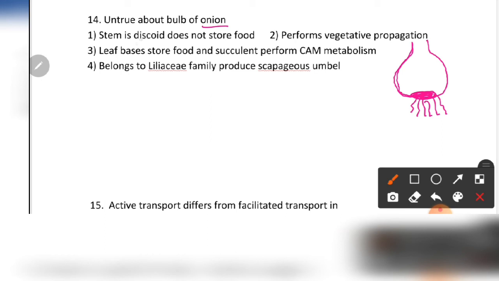Let me read these statements. Stem is discoid, does not store food. Yes, this is right. Discoid does not store food materials. Untrue.